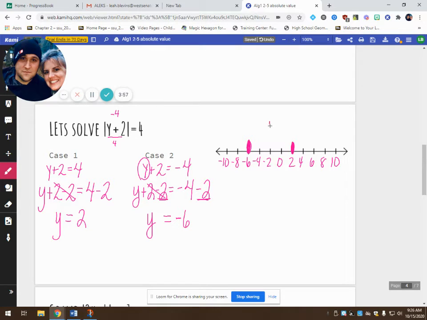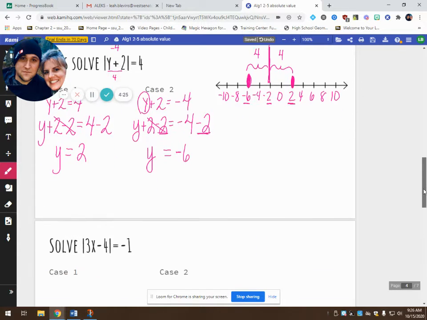Remember, we're looking at what it is that we want them to be equal distance from some number. So from here to here, there's 4 units. And from here to here, there's 4 units. I just want to point that out. We'll come back to this and it'll make more sense later. But I just wanted to point out again the fact that our solution was -6 and +2, and that -2 is the halfway point between those two solutions that we came up with.